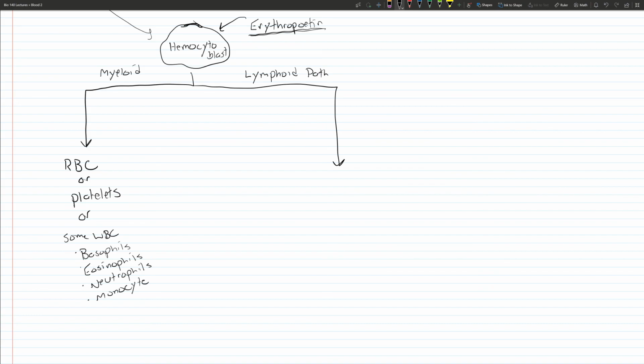Now if we get another hormone called leukopoietin, it's going to make it go on the lymph line. So erythropoietin is going to make this go on the myeloid line. Leukopoietin is going to make it go on the lymphoid path. And what that's going to do is make lymphocytes. And these are T cells and your B cells, which will turn into plasma cells.